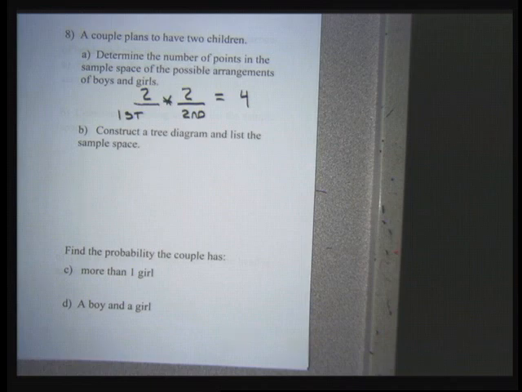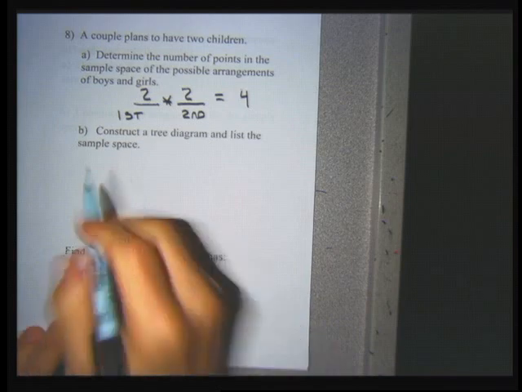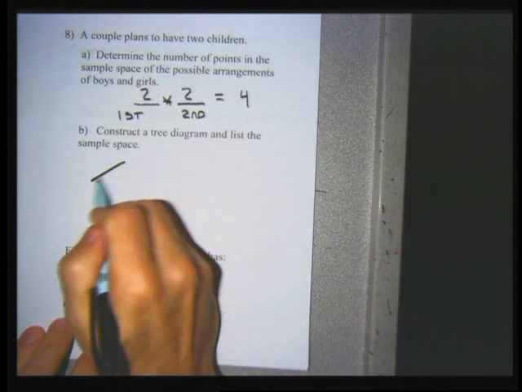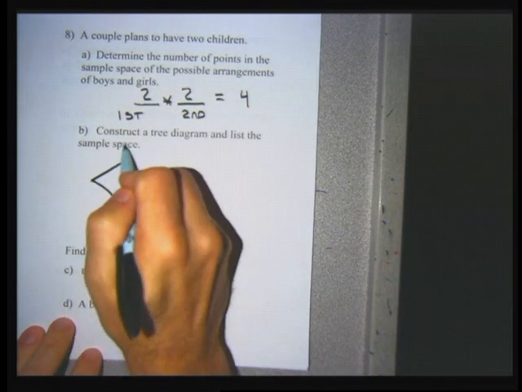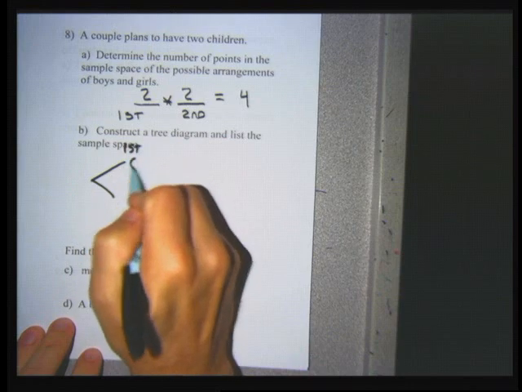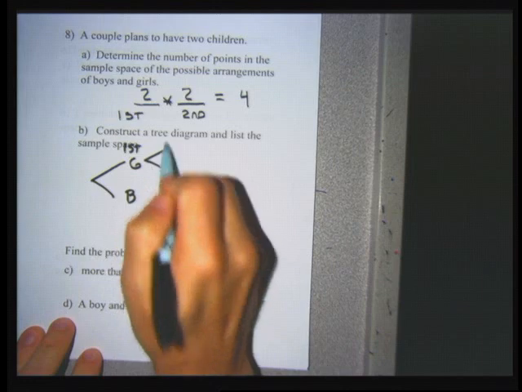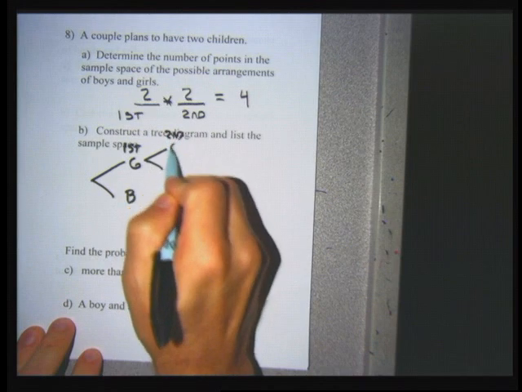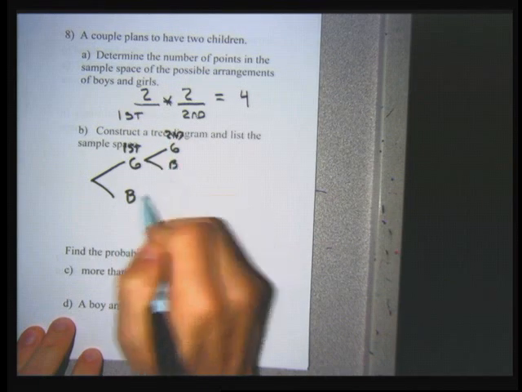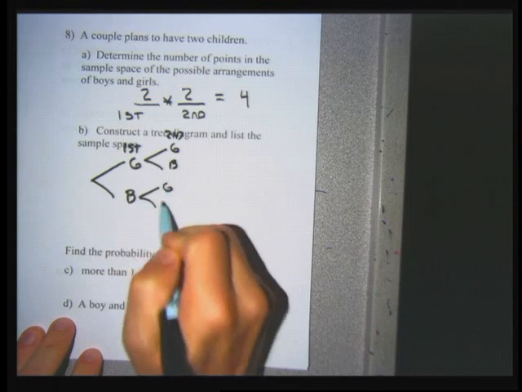Part B wants me to actually construct the sample space. To construct the sample space, I start off making room for the first kid. First kid could be a girl or a boy. And then I make room for the second. And the second kid can be a girl or a boy as well.